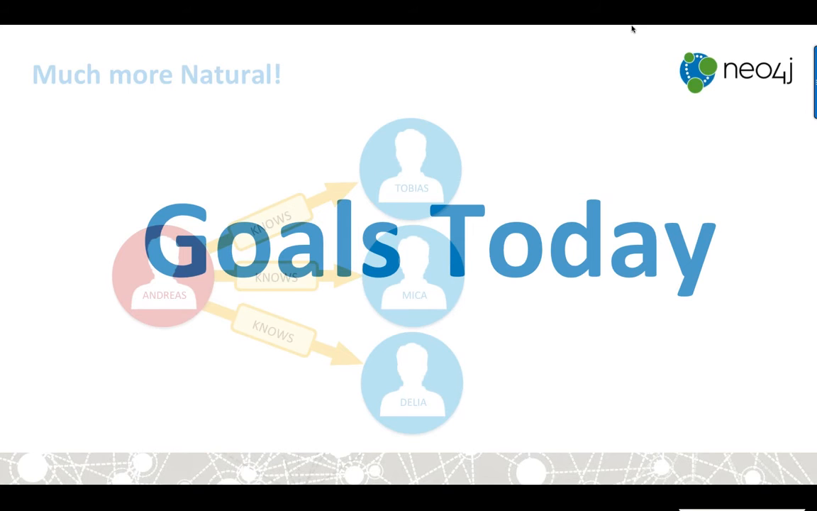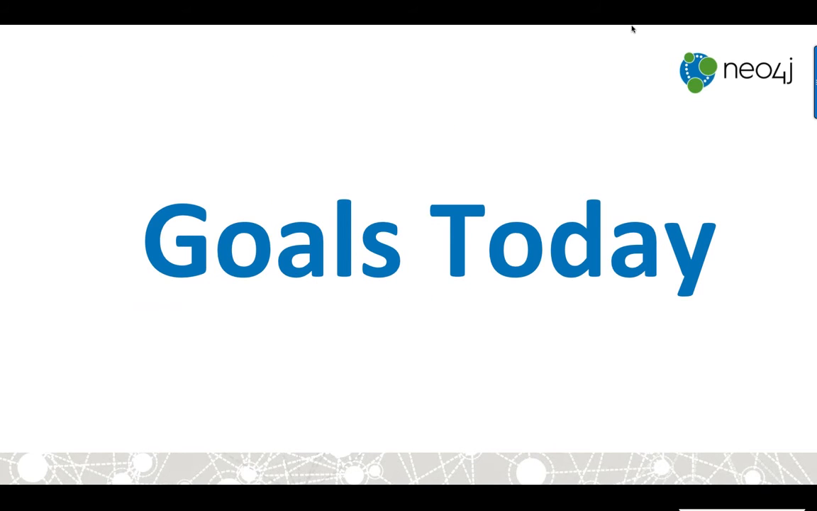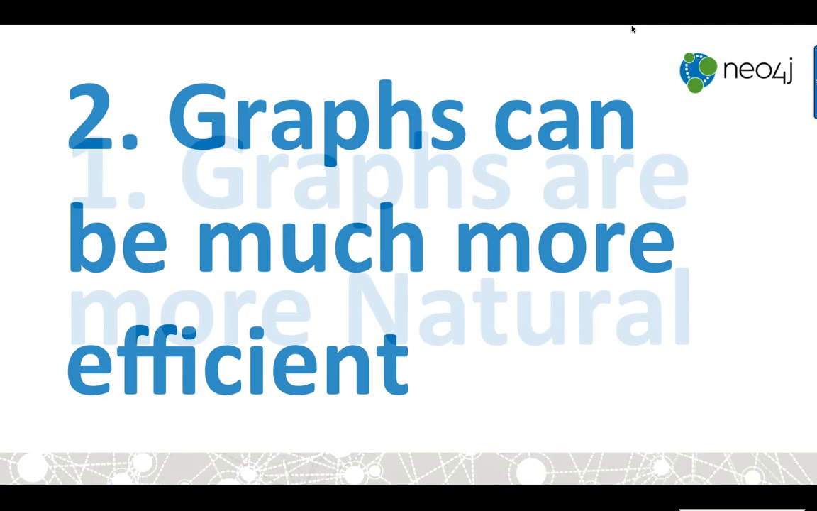So what does that look like? Well, here is a quick diagram of the graph model. In this case, we have Andreas as a person who knows three other people, Tobias, Micah, and Delia. And these three other people are connected to Andreas by this knows relationship. So it's a relationship with a label of knows. And within each of these, we're going to talk about how you can store properties and additional data as well in a graph database.